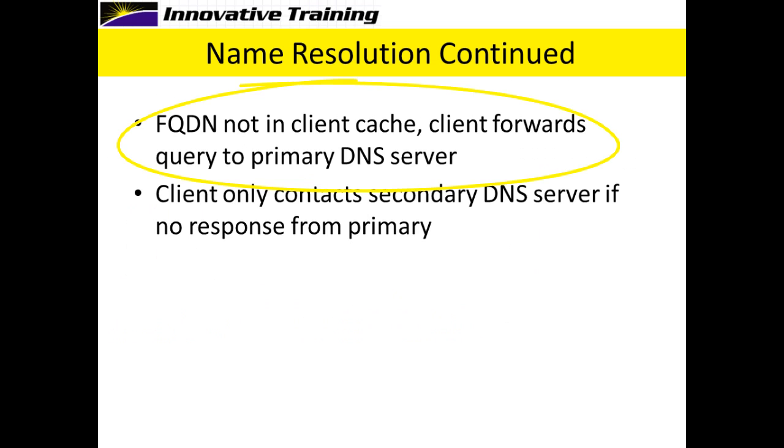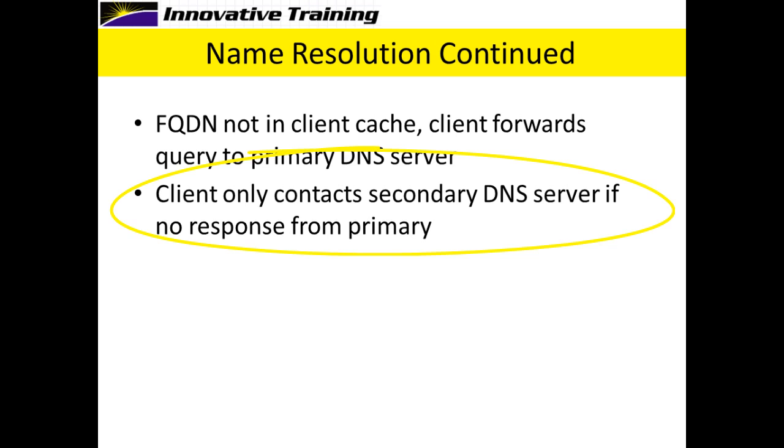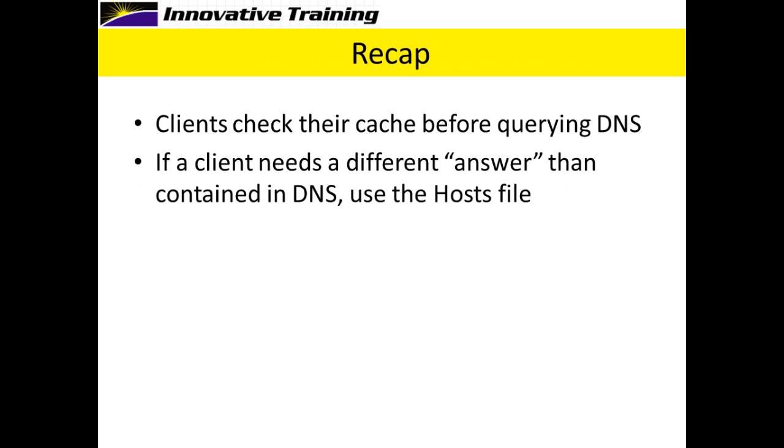If that fully qualified domain name is not in the client cache, the client's going to contact its primary DNS server. Now you can set a secondary DNS server, but clients aren't like teenagers. If they don't get the right answer that they like from mom, they go to dad, or vice versa. The client will only contact the secondary DNS server if it does not get a response from the primary. And at that point, it will stick with the secondary until there's a reboot, or if the secondary does not respond. Just as a recap for client name resolution, clients check their cache before querying DNS, and if you have a client that needs a different answer than that which is contained in DNS, your only choice is to use the host file on the client.